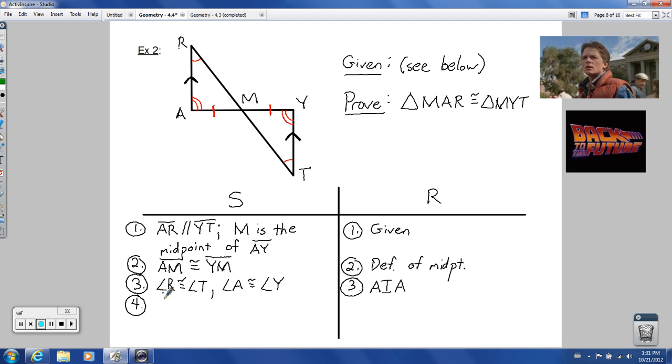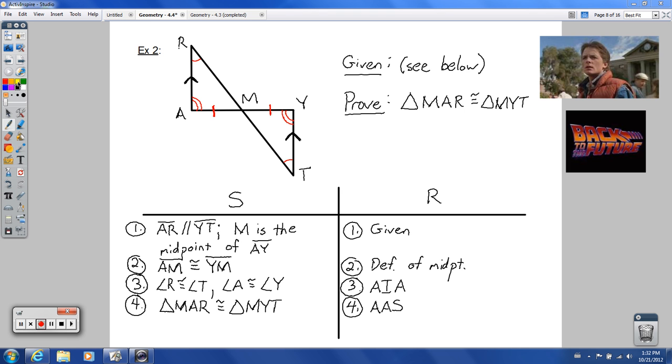So what do I have here? I can say that triangle ARM, or MAR, let's write it the way that they had it there. So triangle MAR is congruent to triangle MYT. So why would this be true? Well, we've got angle, angle, side, non-included side. So angle, angle, and non-included side matching up with an angle and a non-included side. So I would say angle, angle, side would be my reason for finishing the proof.